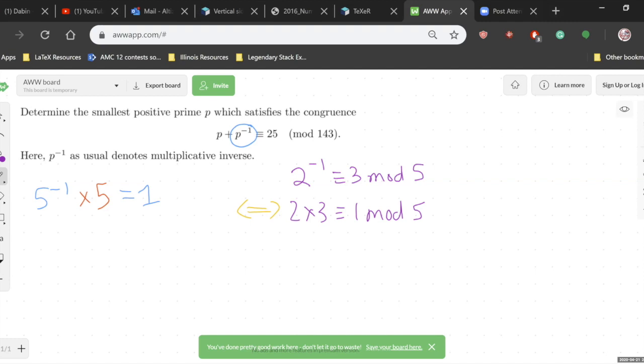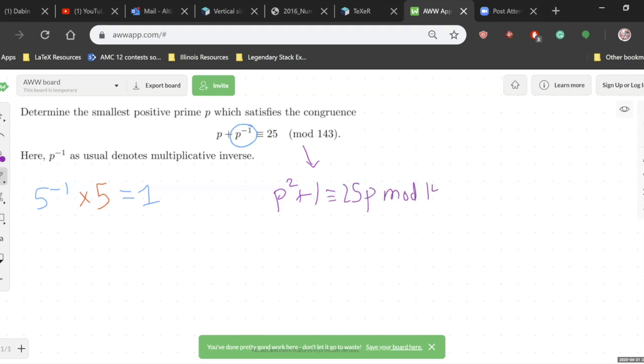Now let's look at the inverse. Is everyone okay with that? Cool. So can we, David, to make our problem simpler, multiply our whole relation by p, and we get. Yeah, that's the key idea. So the key idea is that if you multiply both sides by p, you get a quadratic, at least quadratic in this modular 143 universe. So if I take this and multiply it by p, you get p squared plus 1 is congruent to 25p mod 143.